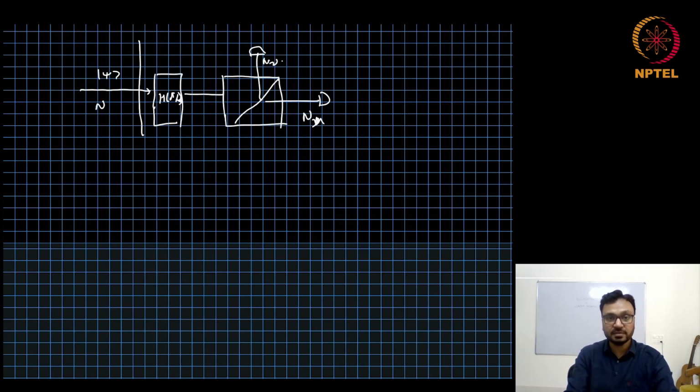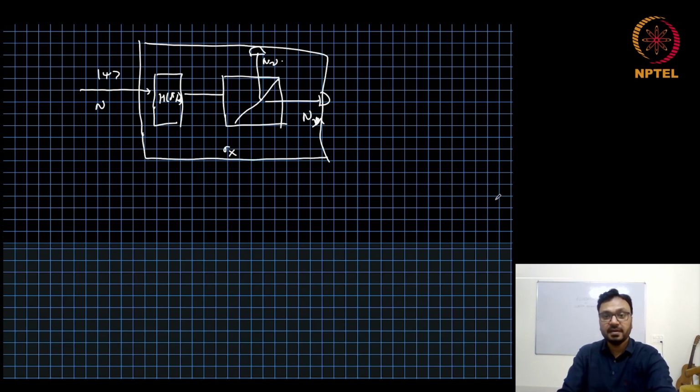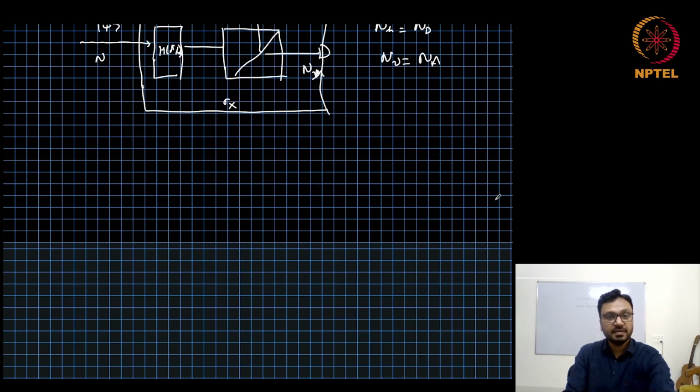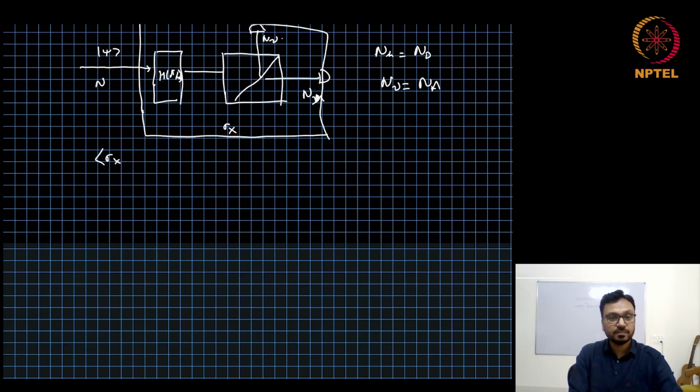This whole thing will be the setup for sigma x. NH will actually be ND and NV will be NA in this setup, and then we can calculate the expectation value as ND minus NA over N.